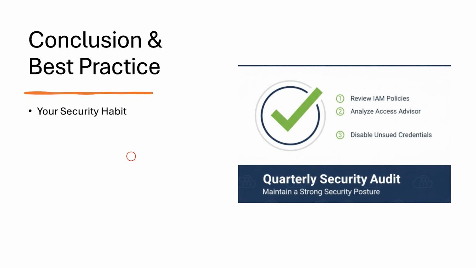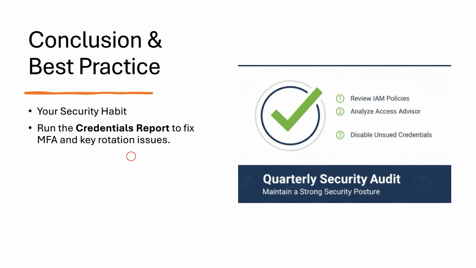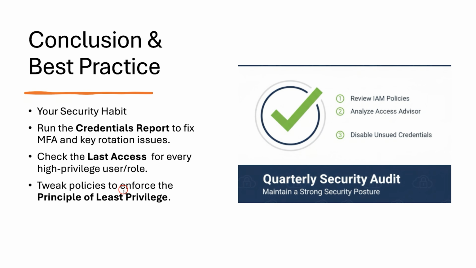So, the security habit you have to maintain is first run the credential reports to fix the MFA and key rotation issues. Second, check the last access for every high privilege user or role and tweak the policies to enforce the principle of least privilege.